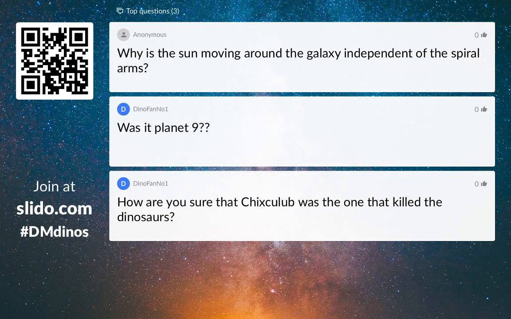Why is the sun moving around the galaxy independent of the spiral arms? Well, the spiral arms themselves are kind of like density waves, so they're moving as well, but they move differently because they're sort of winding with time or changing with time. So yeah, they move in different ways.